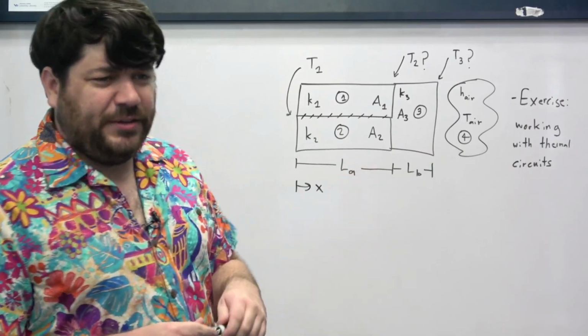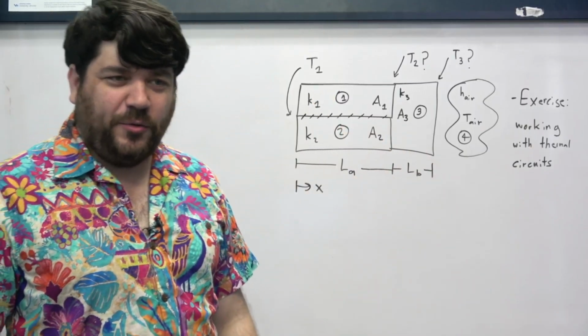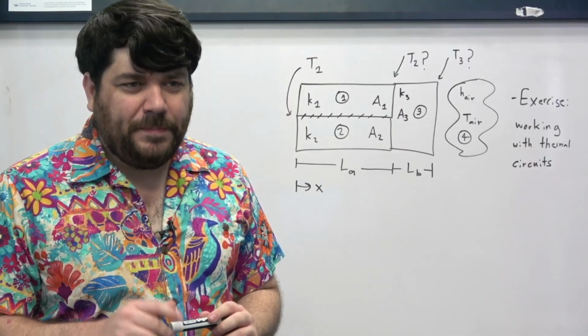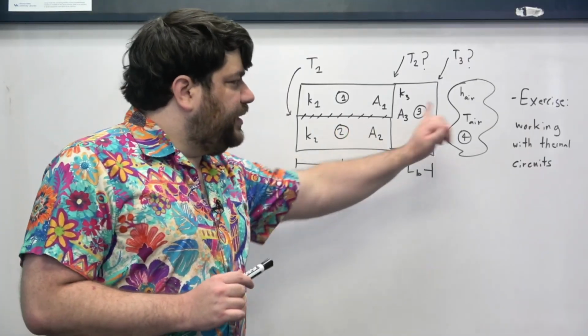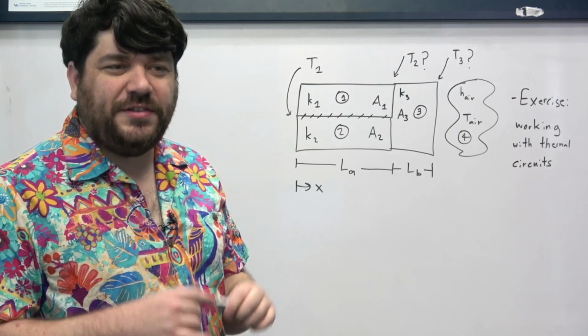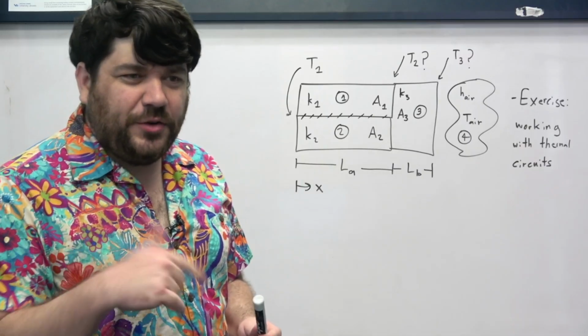And in case it's not obvious from the diagram, this is a planar system. These are just walls, like planar walls. So we don't have to worry about cylindrical coordinates or anything like that. Okay, so how do we convert this representation of a system into a thermal circuit? Well, it's actually, in my opinion, a little bit easier to work backwards.